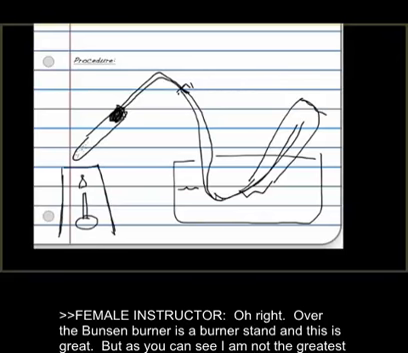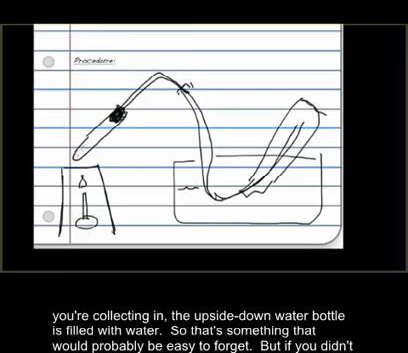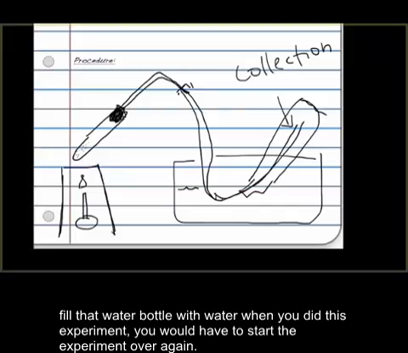And this is great, but as you can see, I am not the greatest artist. You don't have to be, but that's why you need to label your diagram. One thing that's probably hard to see in that diagram, but would be important to label, is that your water bottle that you're collecting in, the upside down water bottle, is filled with water. That's something that would probably be easy to forget, but if you didn't fill that water bottle with water when you did this experiment, you would have to start the experiment over again.